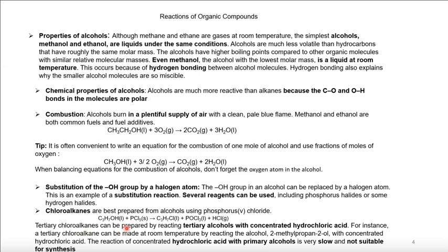Tertiary chloroalkanes can also be prepared from tertiary alcohols. We were talking about primary alcohol, secondary alcohol, and tertiary alcohol. Here we are coming to that again: we can prepare tertiary chloroalkanes from tertiary alcohols with concentrated hydrochloric acid. But if we want to have chloroalkanes from primary alcohols with concentrated hydrochloric acid, you will see that this is a very slow and not suitable reaction for synthesis.